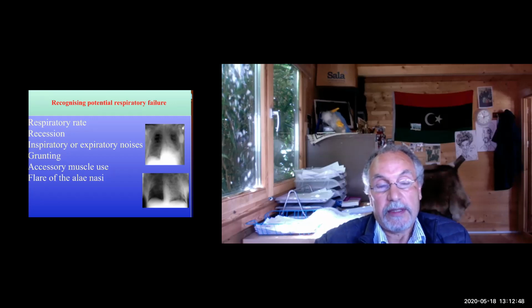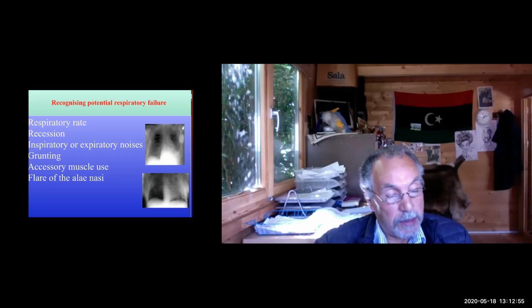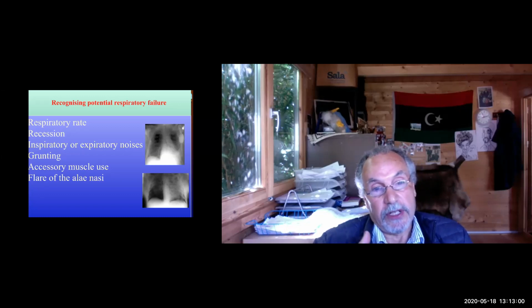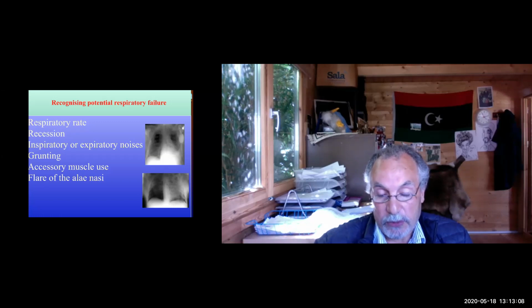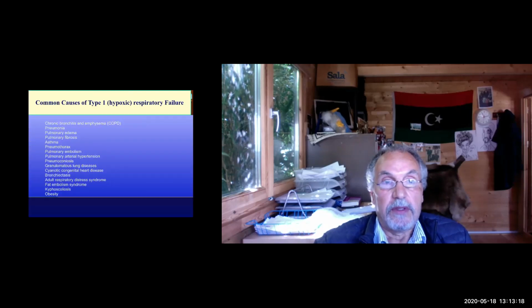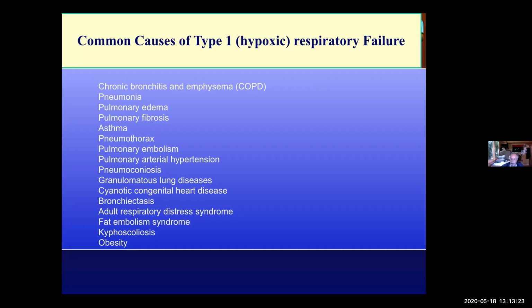And grunting means breathing against a closed epiglottis. That means the final stages. Accessory muscle use in the chest, and flaring of the alae nasi, which is very evident under the age of 1 year. Here you can see the chest X-ray, both sides affected, and this is a very severe chest infection, which is usually viral. So, common causes of hypoxic respiratory failure, that means lack of oxygen.